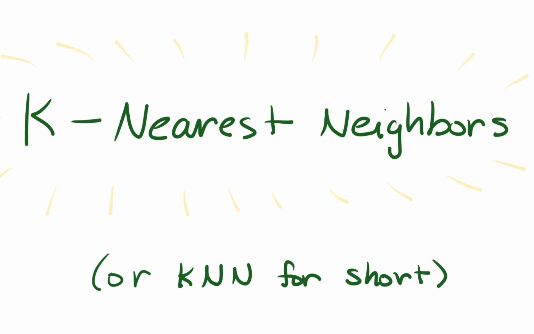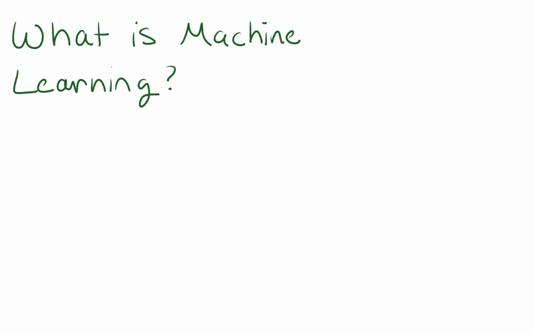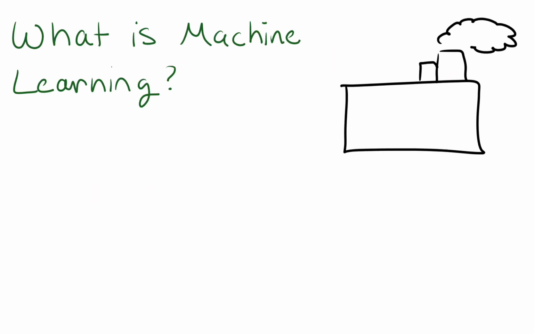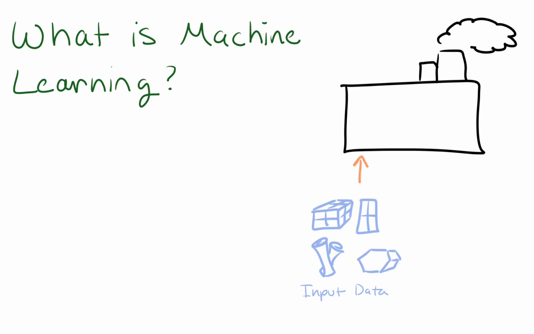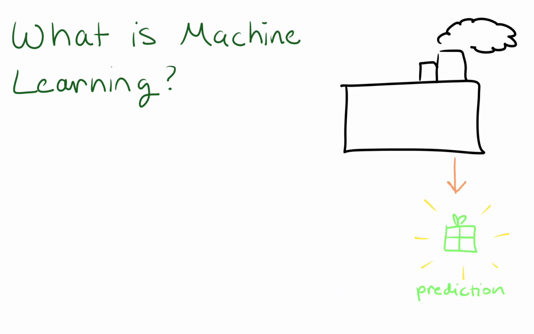Before we dive in, let's get to the basics. So KNN is a machine learning algorithm, but what exactly is machine learning? Let's use a factory example. Machine learning is a method where we feed input data or material into a model, the factory. Then it outputs a prediction, a product. Simple, right? But how does the model know what to do with this input data?